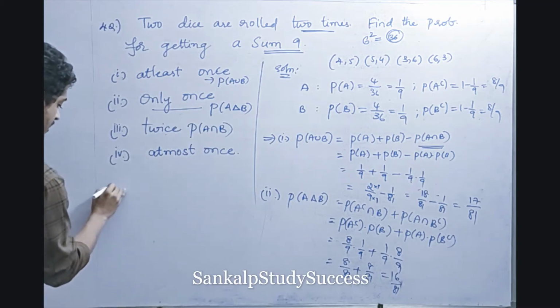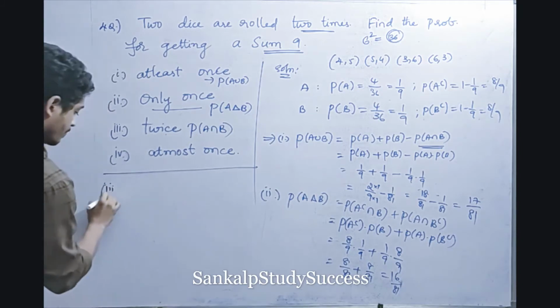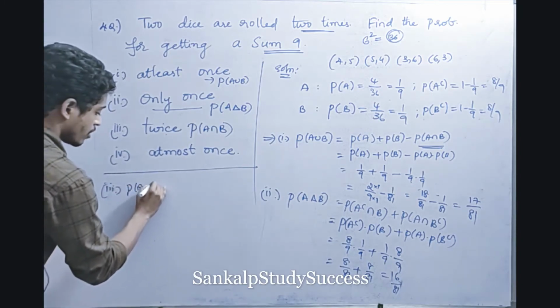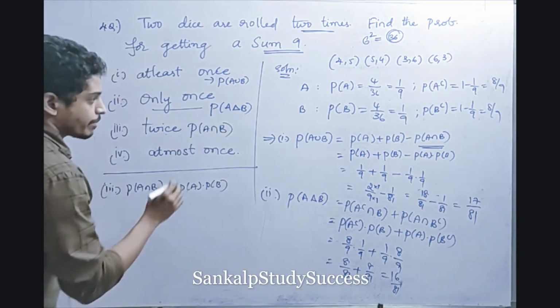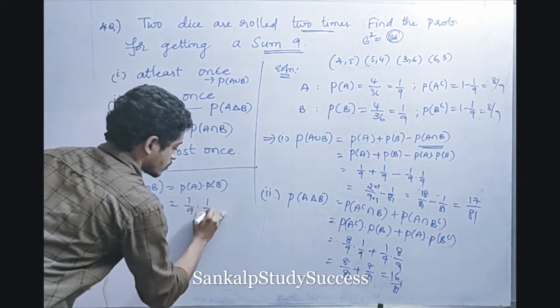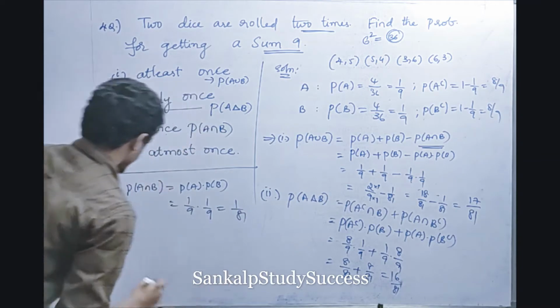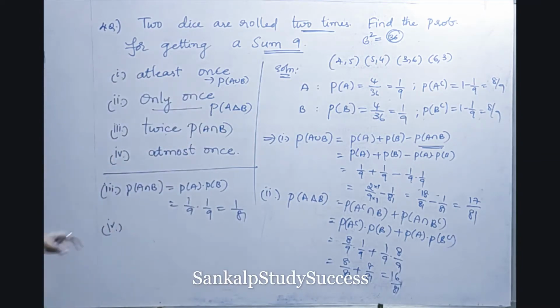Simple. Since the events are independent, P of A intersection B is equal to P of A into P of B. Right? What is P of A? 1 by 9. And what is P of B? It's also 1 by 9. So 1 by 81. So the next one, the fourth one, finally, at most one.